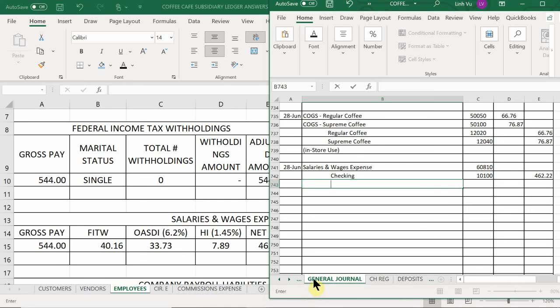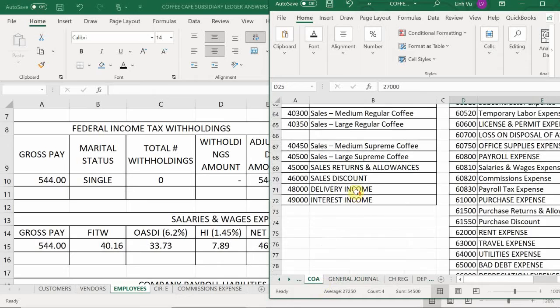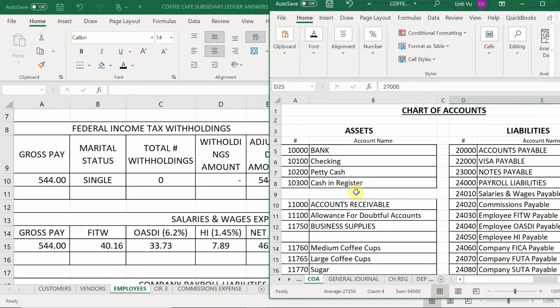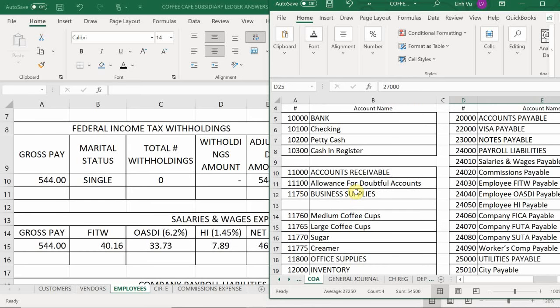Right. Okay, FICA's one of them, but let's take a look at our chart of accounts. Do we have specific accounts for those liabilities? No. Oh, specific account? It would be the employee FITW payable, the OASDI and the HI. Excellent.